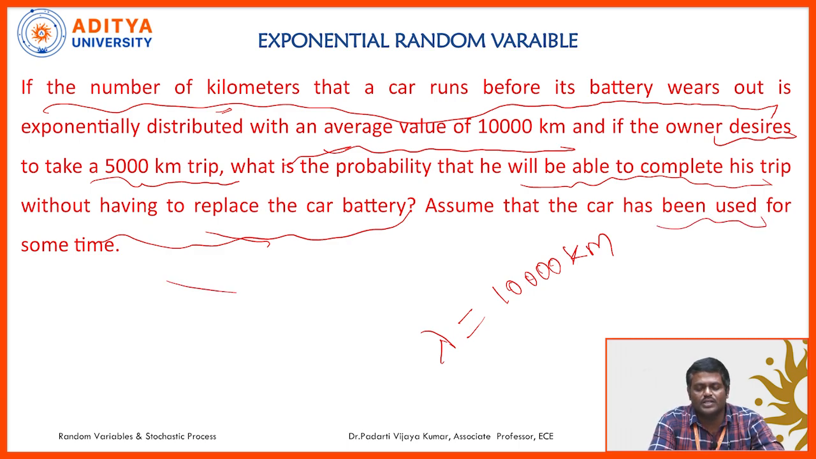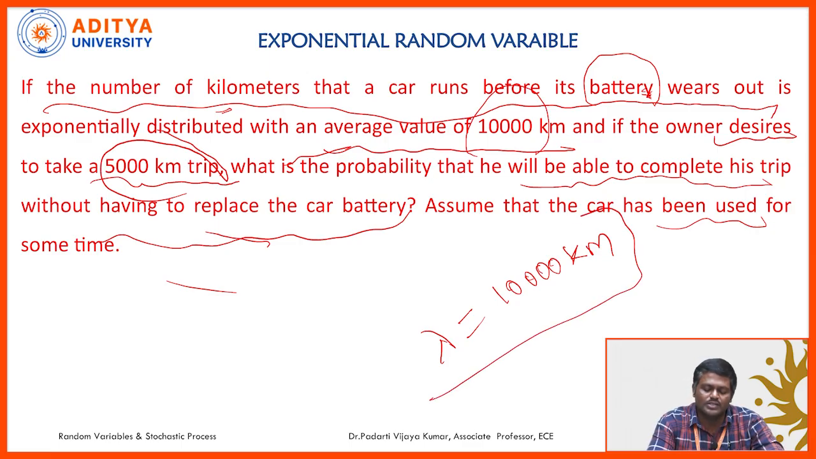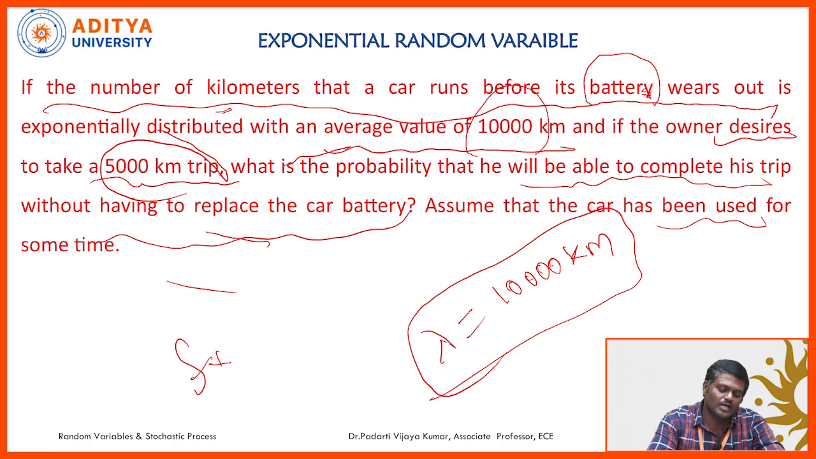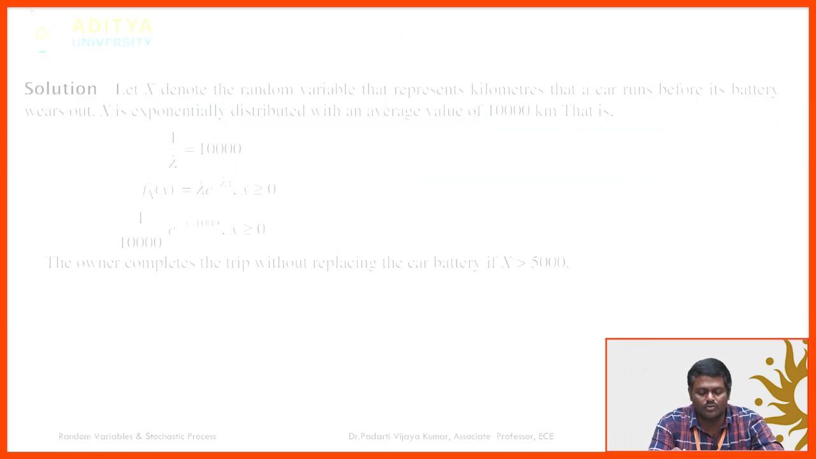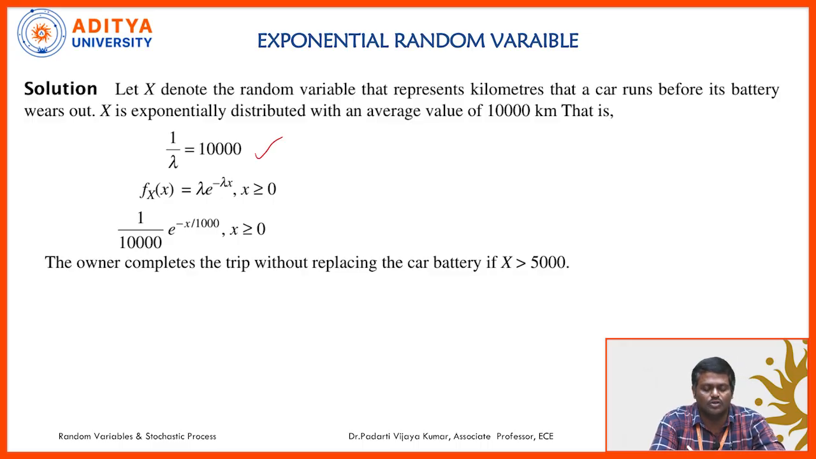The lifetime of the car battery is given. The battery works up to 10,000 kilometers on an average. Now if the owner wants to take a trip of 5,000 kilometers, what is the probability that he will be able to complete his trip without having to replace the car battery? The given data is that it is an exponential random variable. For an exponential random variable, the density function is lambda e power minus lambda x. Given average 1 by lambda is equal to 10,000, replacing lambda with 1 by 10,000, this is the exponential density function.